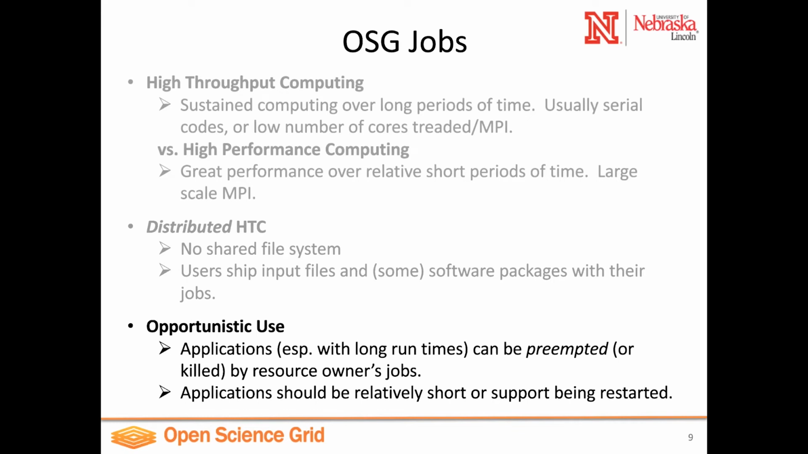And then I also talked already about opportunistic use. So because you're running opportunistically, your applications, especially if they're very long ones, can be preempted. So they can be killed by the resource owner's jobs that have a higher priority on that machine. So in order to avoid that, your jobs should be relatively short and support being restarted. So if a job fails, you just put it back in the queue and restart it. Generally speaking, this doesn't happen very often. I would say if your job runs longer than 12 hours or so, you want to keep them ideally less than that.